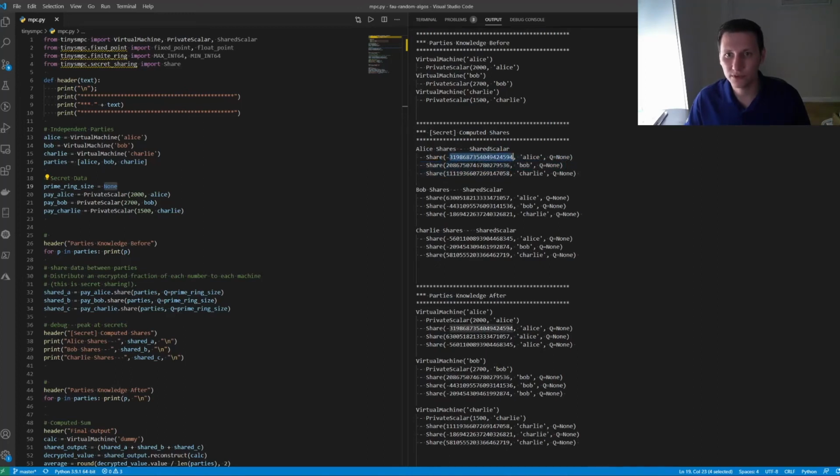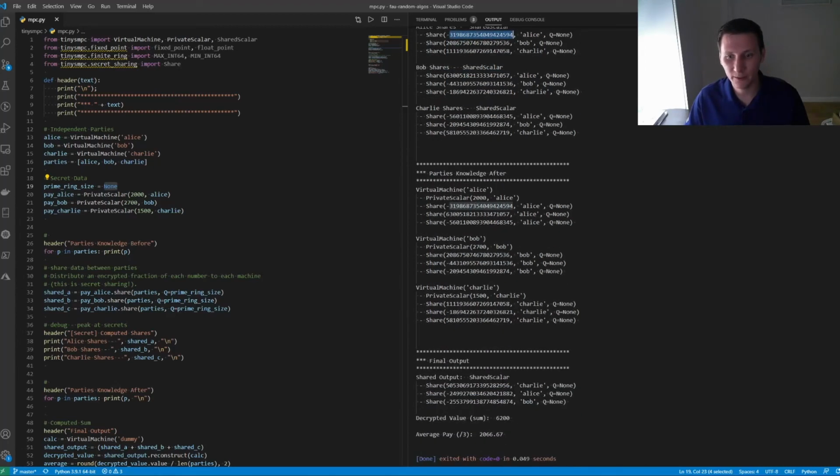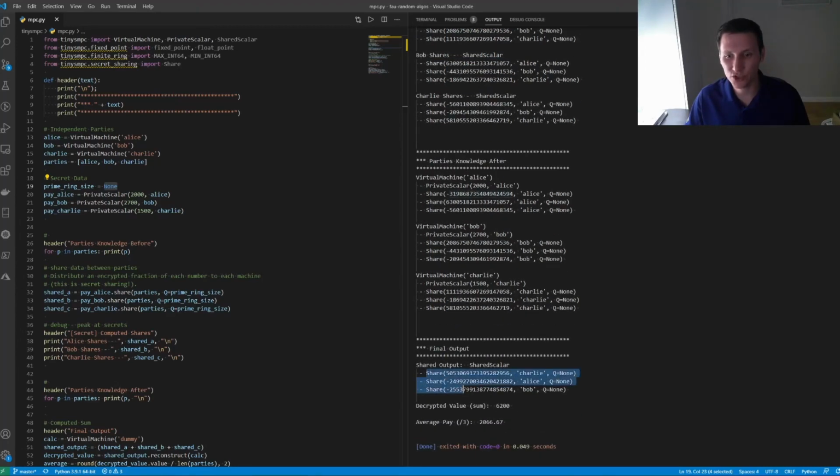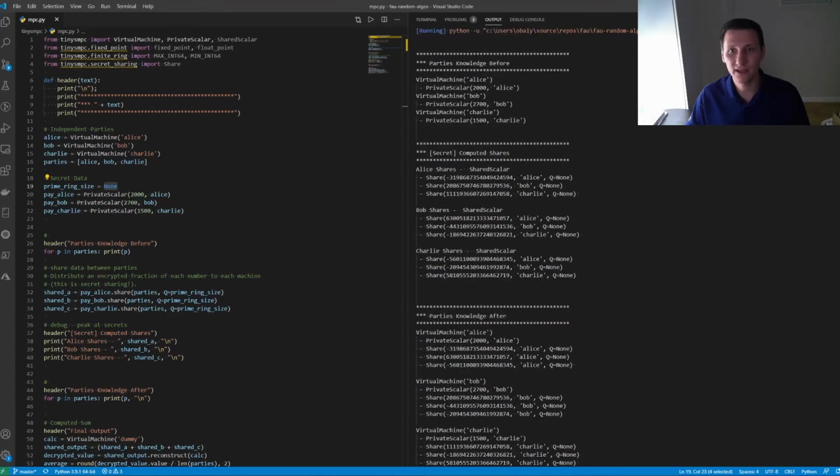So these numbers are a lot more tricky to decipher and tricky to understand. The computed shares from each individual party are also, as you can see, in a whole different realm of integers. And that's what the real life example looks like.